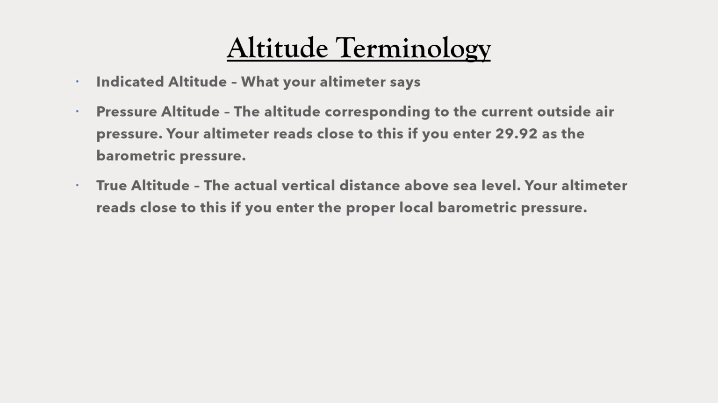True altitude is the actual vertical distance above sea level. Your altimeter will read very close to this if you enter the proper local barometric pressure. Absolute altitude is the vertical distance above the ground, so this will vary as the ground elevation changes.